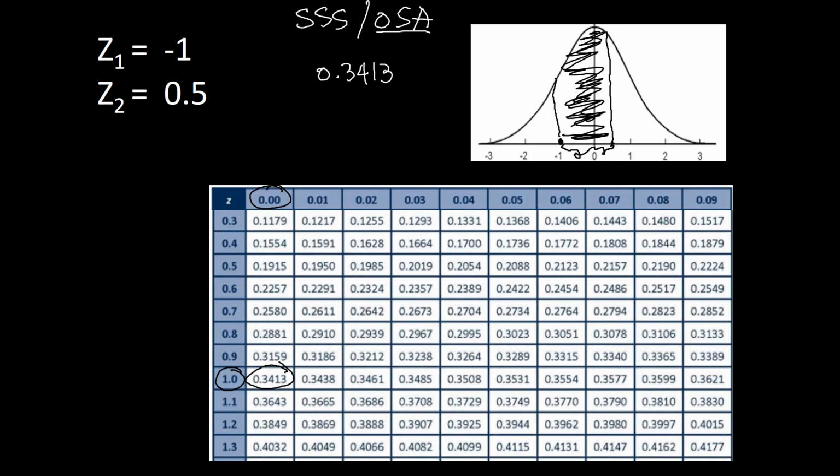So let's now locate Z sub 2. Z sub 2 is 0.5. So that is somewhere here. We don't have any other digit right after 5, so automatically your header will be 0. So this is now the area that we are looking for. So that will be the area that we're adding to your area on negative 1. So we have there 0.1915. Adding that up, this is equal to 0.5328, or this is equivalent to 53.28%.